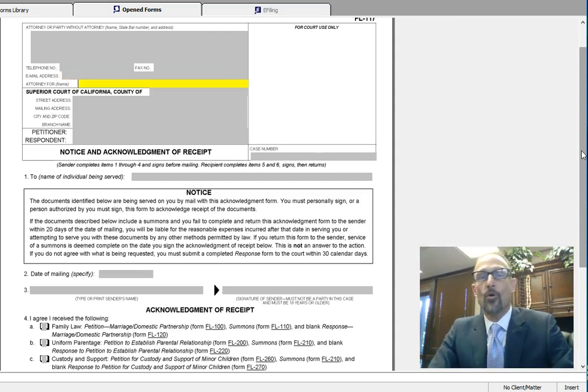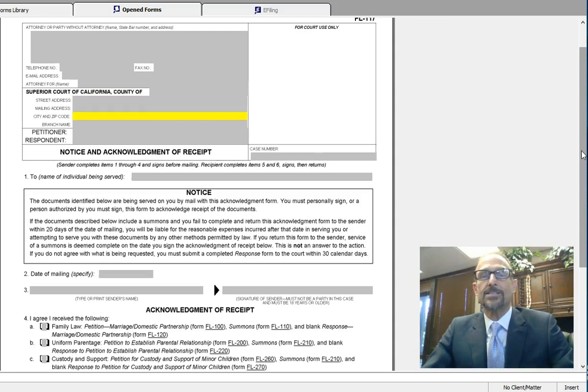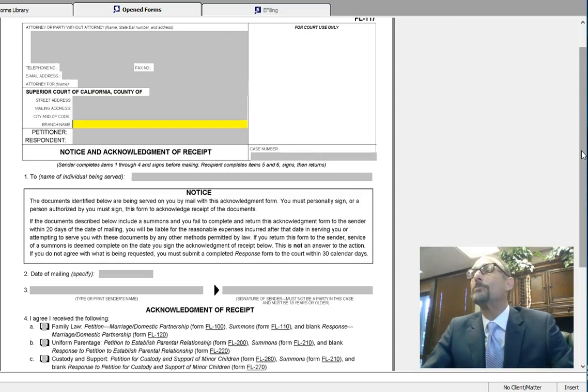The next line is attorney for, and you put your name in there. The next line is Superior Court of California, county of, put the county that your case is filed in on that line. Next line down is the street address, mailing address, city and zip code, and branch name of the court where this case is at, where your filing is being done. So it might be obvious, you might have only one county courthouse where they do family law. So you put that information in there.